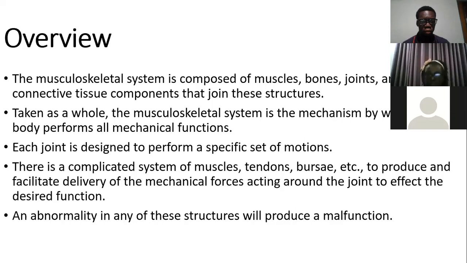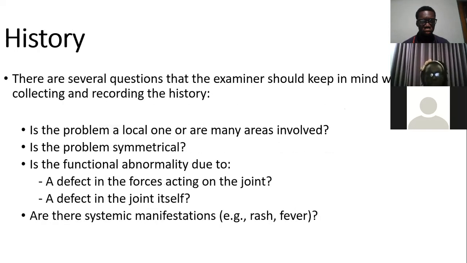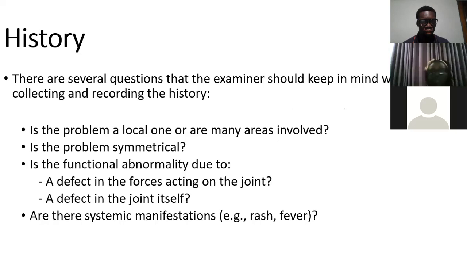Okay, so when you have a patient coming to you, how will you know that the patient has a problem with the musculoskeletal system? By the history. So there are several questions that you need to keep in mind when a patient comes to you with musculoskeletal problems. You want to find out if the problem is a local one, or is generalized, or is systemic.